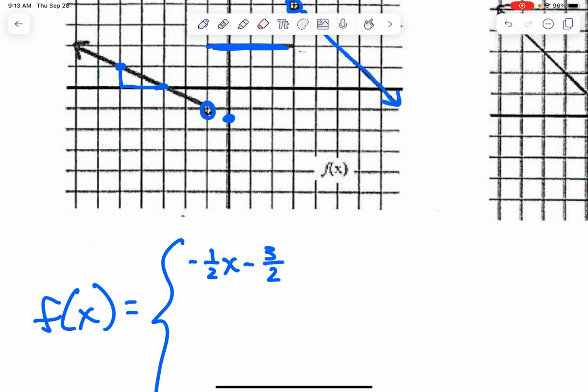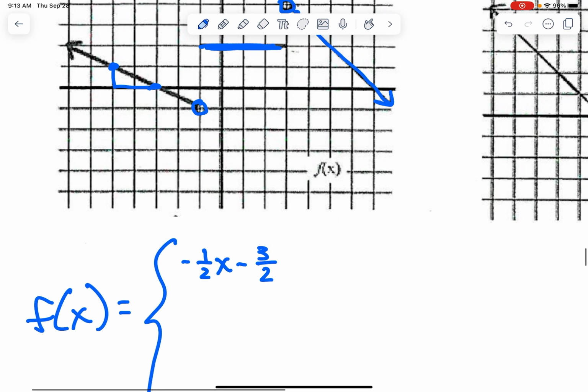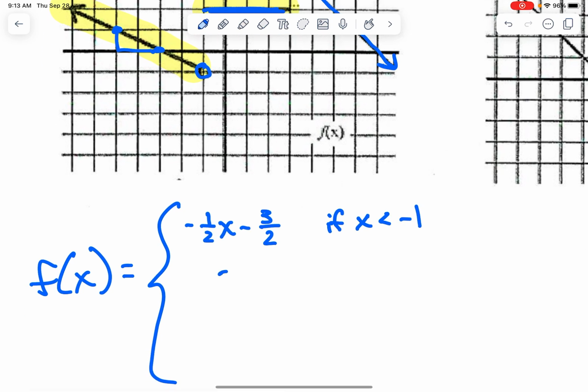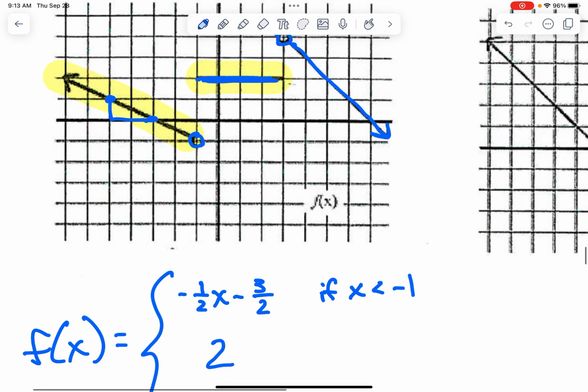It only exists when x is less than -1. So that's the restriction you want to write. If x is less than -1, this graph exists, right? And there it is. When x is less than -1, there's your graph. The horizontal function is pretty straightforward. The y value there is 2. So 2 is your second function, and it only goes from this point to this point.